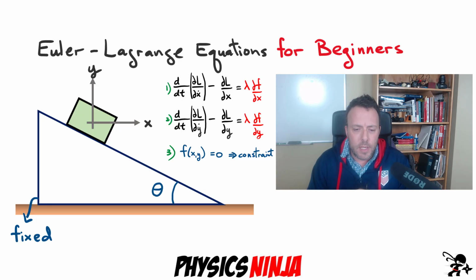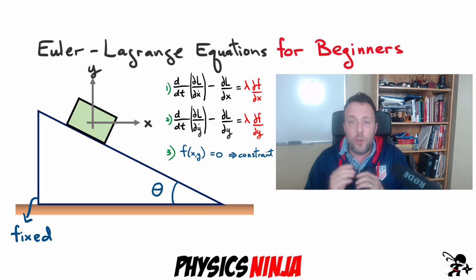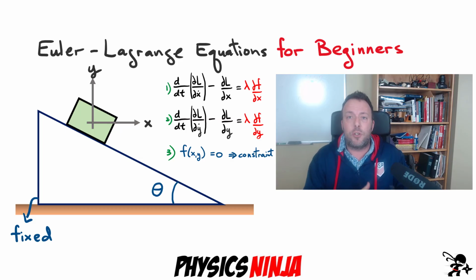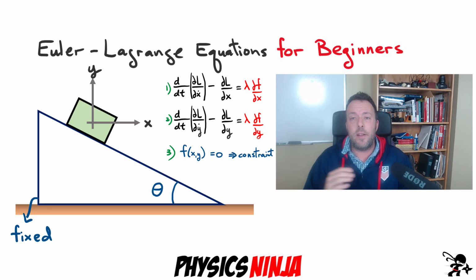Today what we're going to do is use this Euler Lagrange formalism to look at the block on a slope. Now when you're new to this formalism, to this technique to obtain equations of motion, it's always good to go back to something that you know how to solve, for example using Newton's laws, and then compare the results. It's going to provide you with some insight into the new method that you're using. So that's why I picked this problem here.